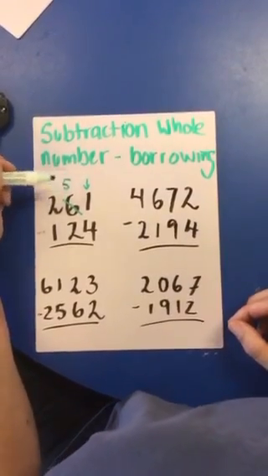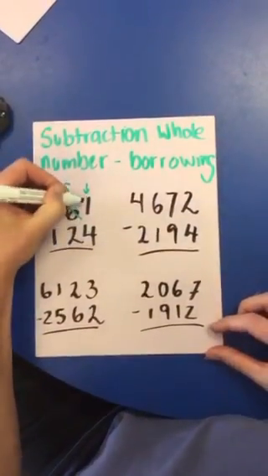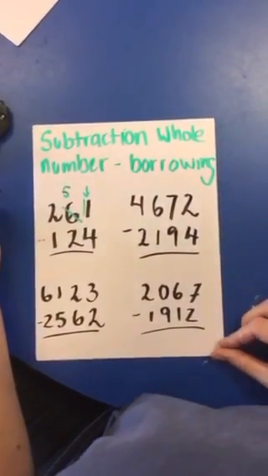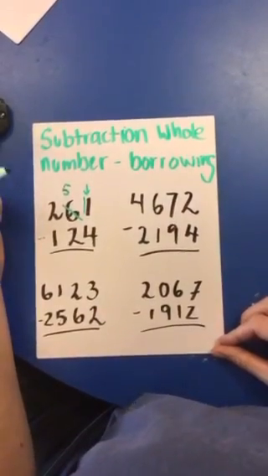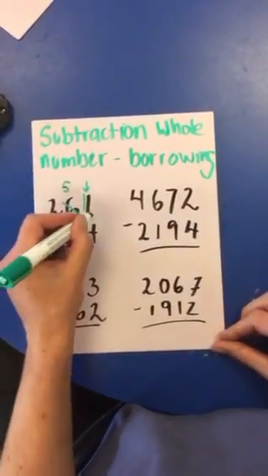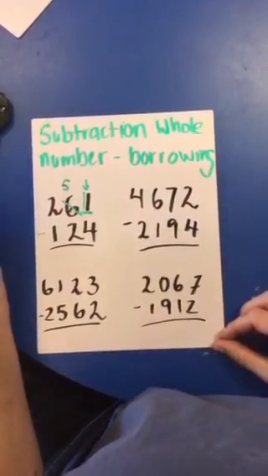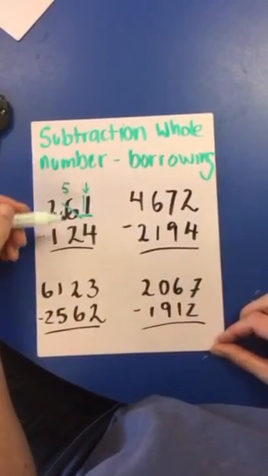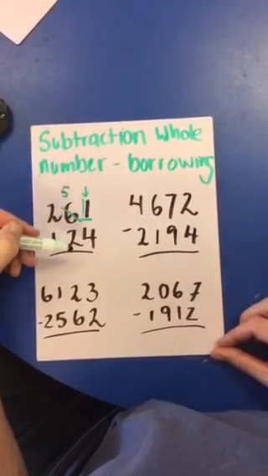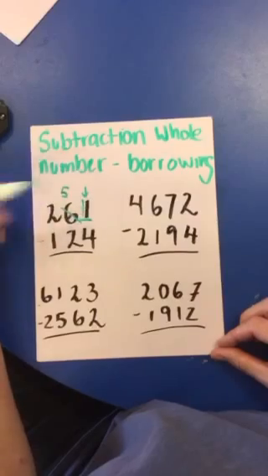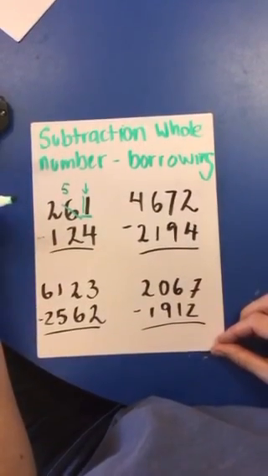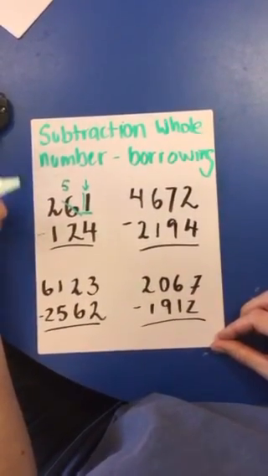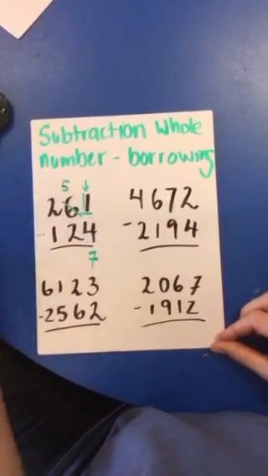That 10 that I've taken is going to live in there. And the new number that it's made is 11. So it was made up of a 10 that I borrowed from here and a single unit, which is in black. So now we've got 11 subtract 4 equals 7.